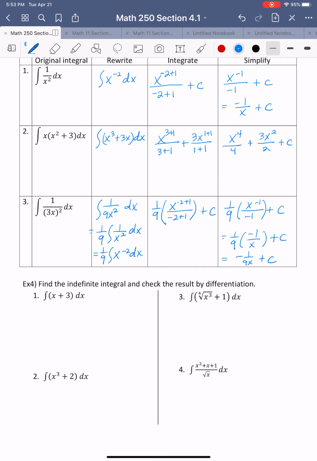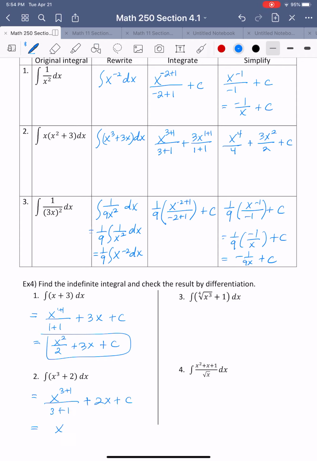All right, so find the indefinite integral and check the results by differentiation. For number 1, the integral gives x squared over 2 plus 3x, and of course plus c, since there might be some constant. And number 2, same thing: x to the 3 plus 1 over 3 plus 1, plus 2x plus c. Then you get x to the 4 over 4 plus 2x plus c.